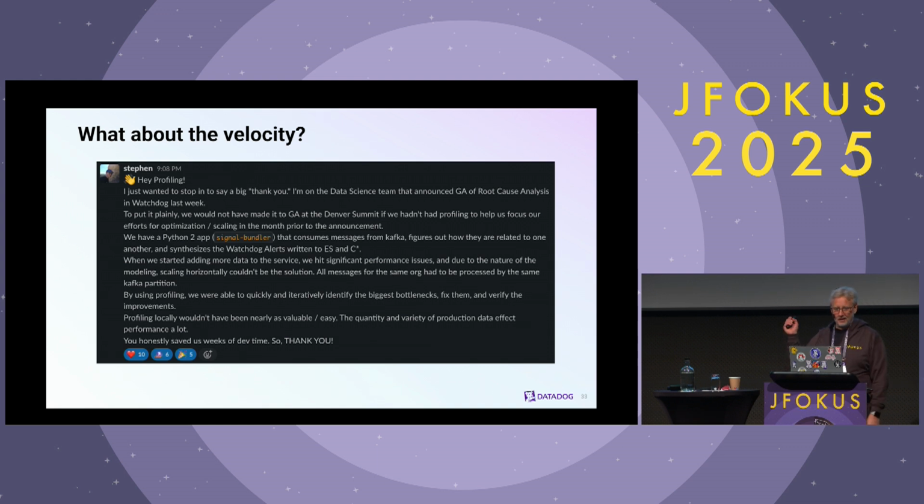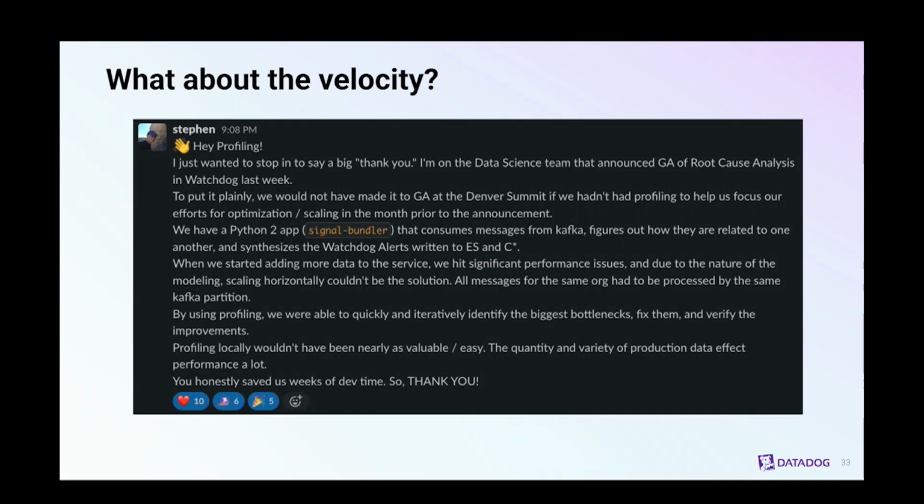Here's another one that is also about the velocity. So the data science team is saying that we would never have made it to the GA at the Denver Summit if we didn't have profiling to focus our efforts for optimization and scaling. So again, speed.